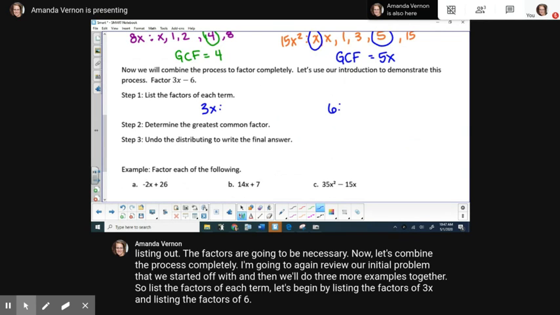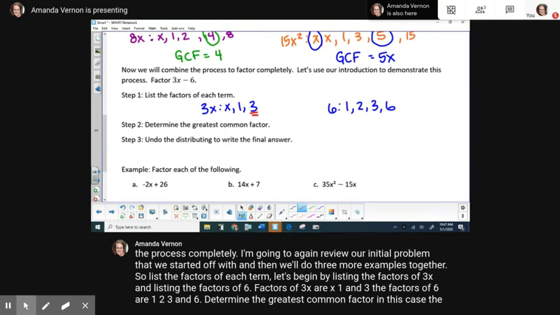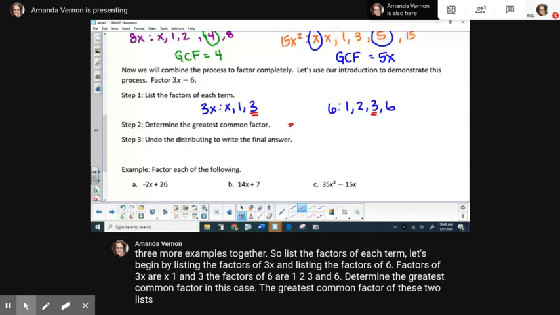Factors of 3x are x, 1, and 3. The factors of 6 are 1, 2, 3, and 6. Determine the greatest common factor. In this case, the greatest common factor of these 2 lists is 3.